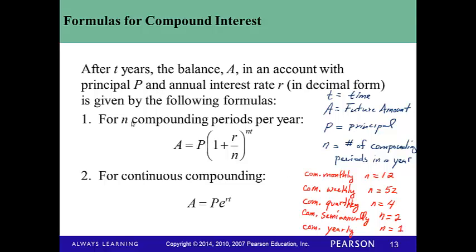So if you're dealing with compounding periods, you're going to use this formula. If you were dealing with continuous compounding, like, they don't say exactly weekly, monthly, quarterly, semi-annually, or yearly. They literally say continuously compounded. You're going to use this formula where P is the principal, e is our friend, the natural base, raised to the r times t power, the rate times the time.